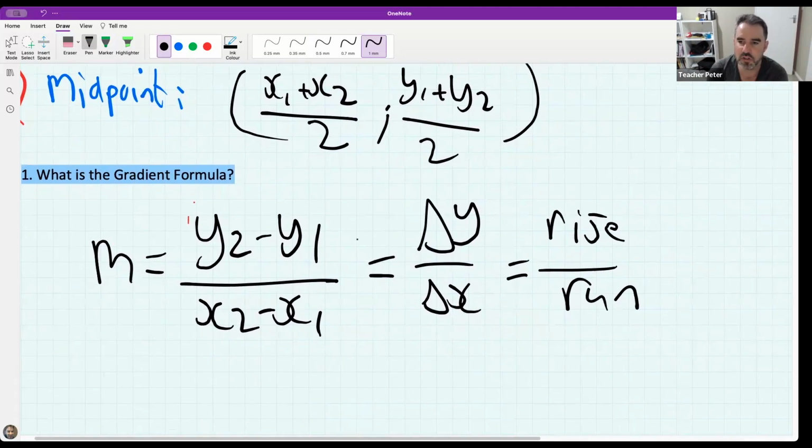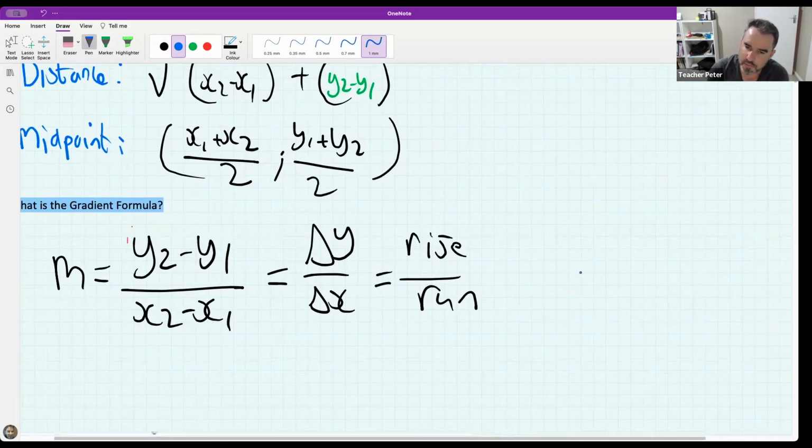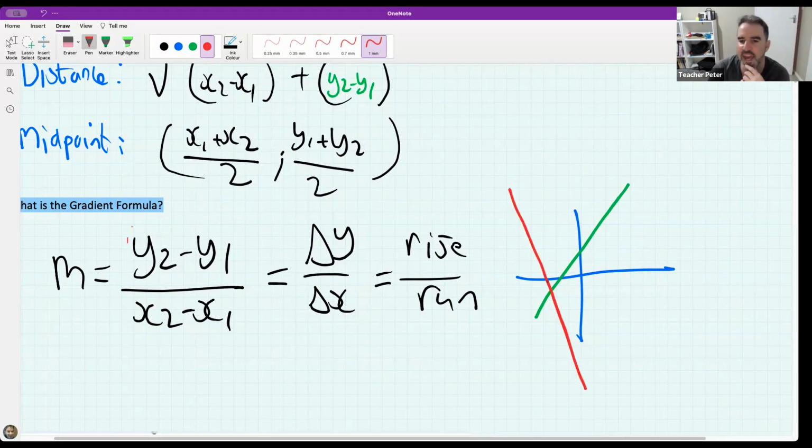Now, first of all, let's talk about what gradient actually is. What does it mean for something to have a gradient? I think you would have covered this in grade 9 and 10, but we think of this as a straight line with a positive gradient, and we think of this line as a straight line with a negative gradient because it's going down when we go to the right, whereas the green one goes up.